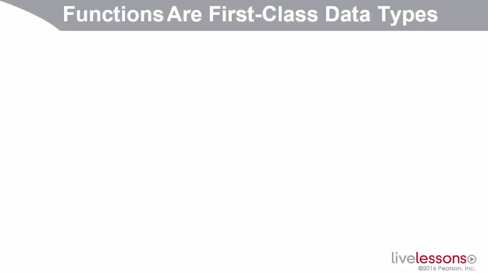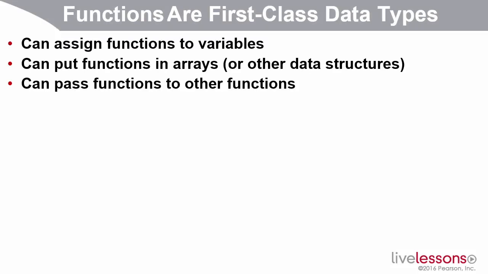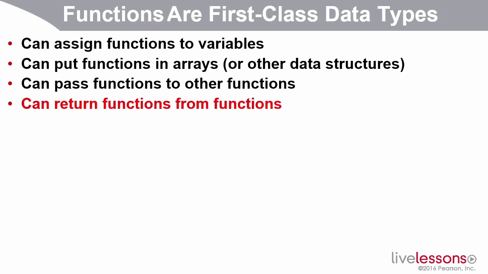We saw in the previous sections that for functions to be first-class data types, you can assign functions to variables, you can put functions in things like arrays or other data structures, and you can pass functions to other functions. Now we want to look at the fact that you can return functions from functions.